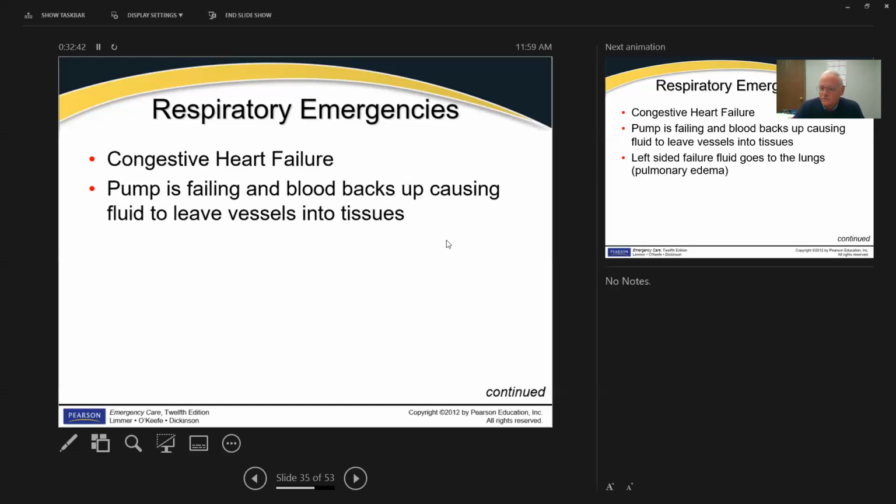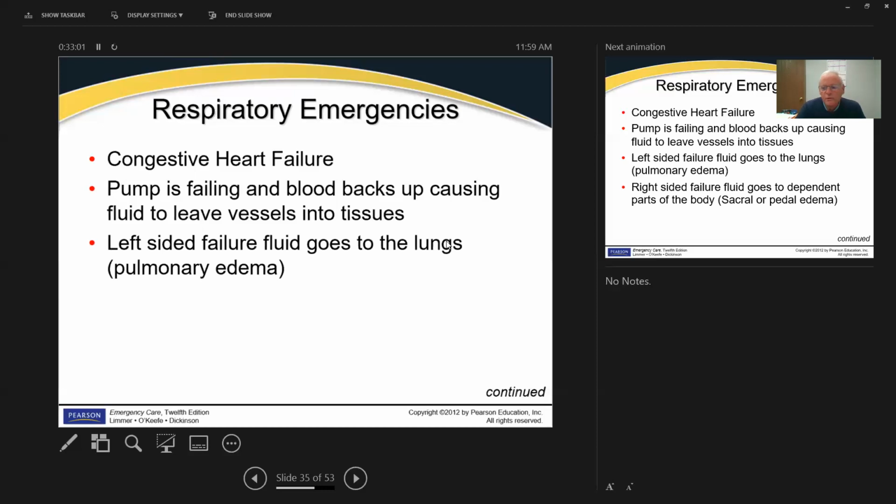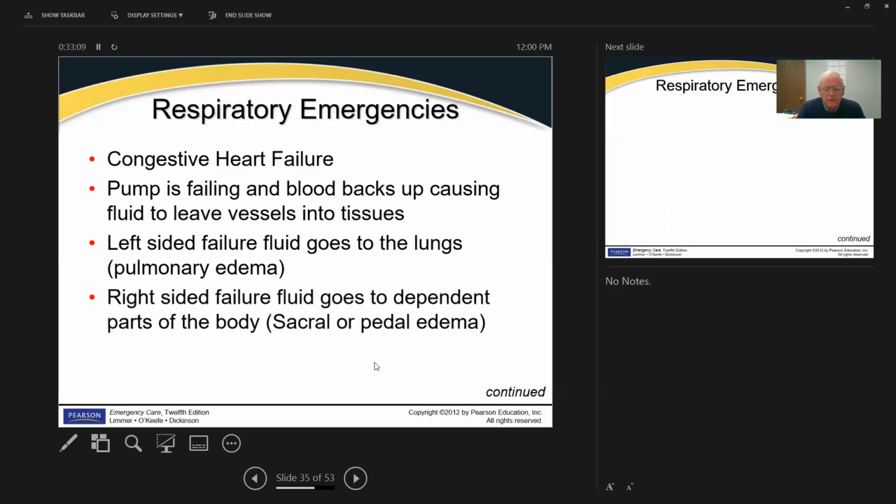If it's the left side that's failing, the larger side of the heart, because it's trying to pump to the whole body, the blood's coming into the left side from the lungs. So it backs up into the lungs, fluid leaks, and gets into the lung tissues. When it gets into the lung tissues, we call that pulmonary edema. Edema means fluid in the tissues. Pulmonary edema, so fluid in the tissues in the lungs. And again, on the right side, it could be pedal edema.